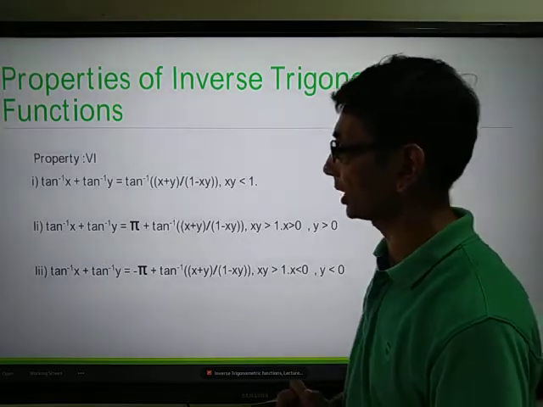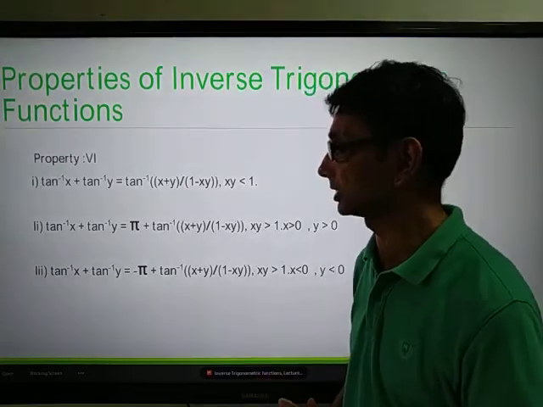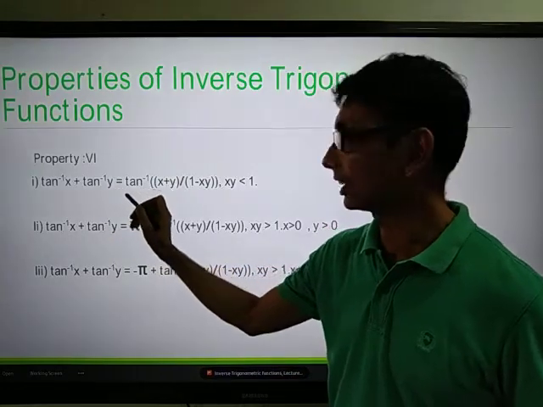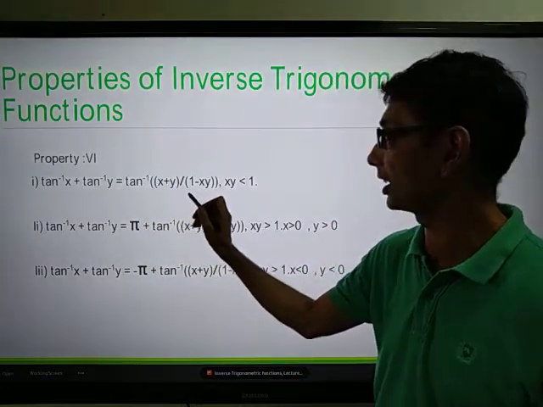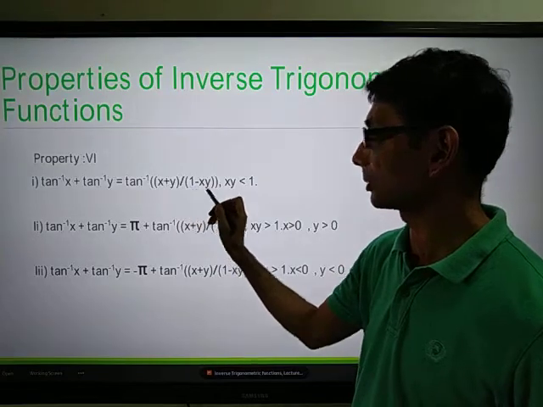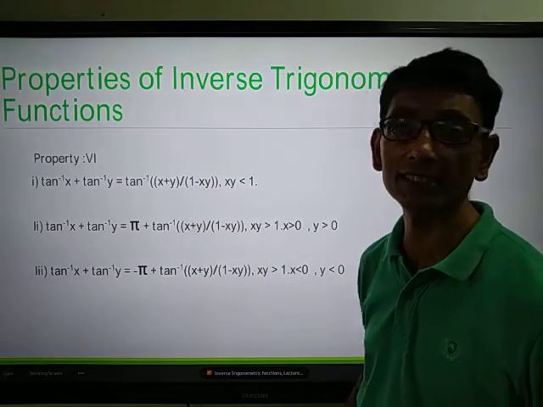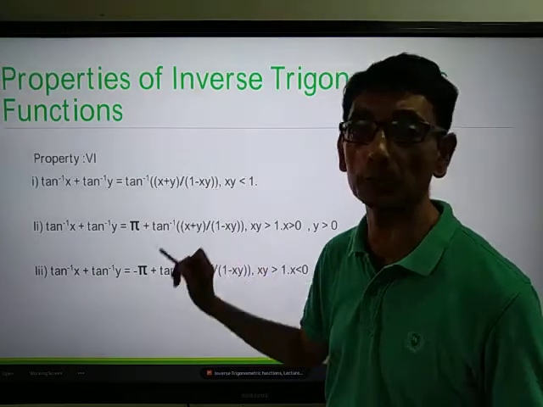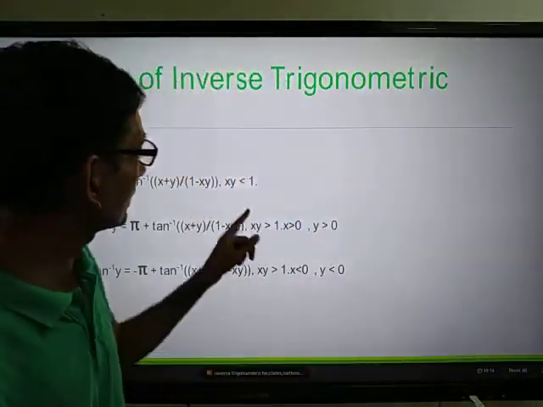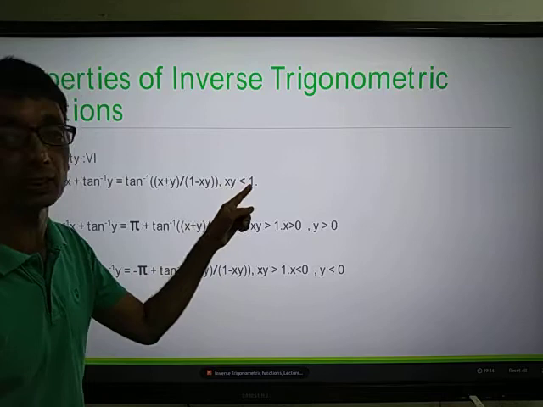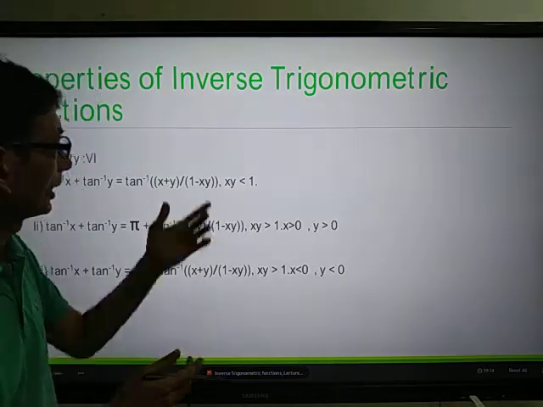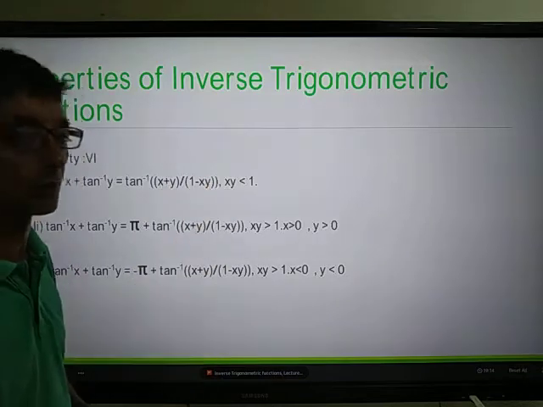First, I am going to discuss the proof of tan inverse x plus tan inverse y equal to tan inverse of x plus y divided by 1 minus xy, for xy less than 1. We are going to discuss this property in detail. Since it's given that xy is less than 1, the individual values of x and y are not given. So there could be many cases for this property.